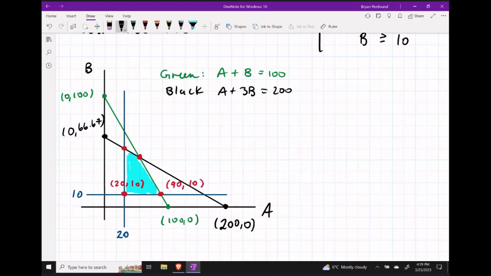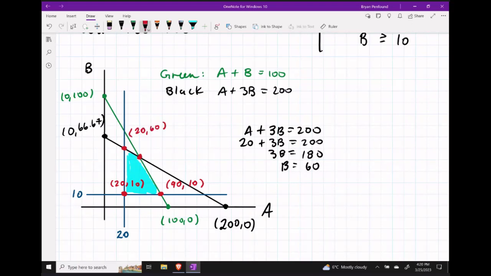Now, similarly, if we start at that corner point 20, 10, and we slide up along that blue line, we're going to land on our black line. And our black line is represented with A plus 3B is equal to 200. In this case, we're sliding along the line A is equal to 20, so let's make that substitution. And that tells us that 3B must be equal to 180. If we go ahead and divide both sides by 3, we're going to get B is equal to 60. So we can mark that corner point with 20, 60.